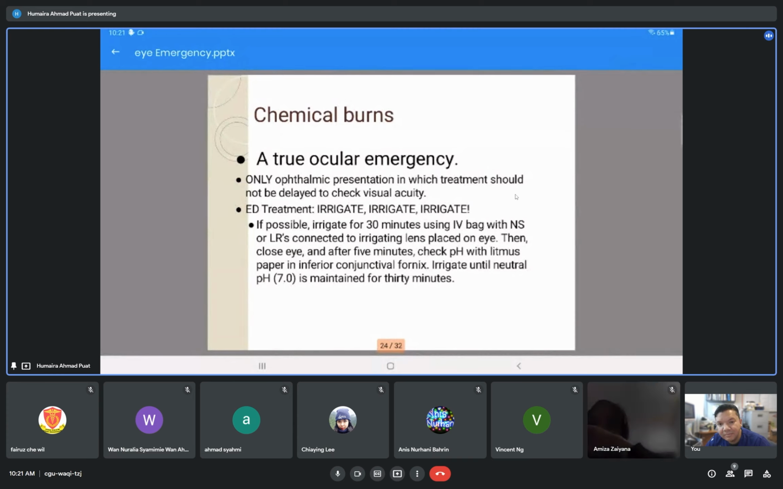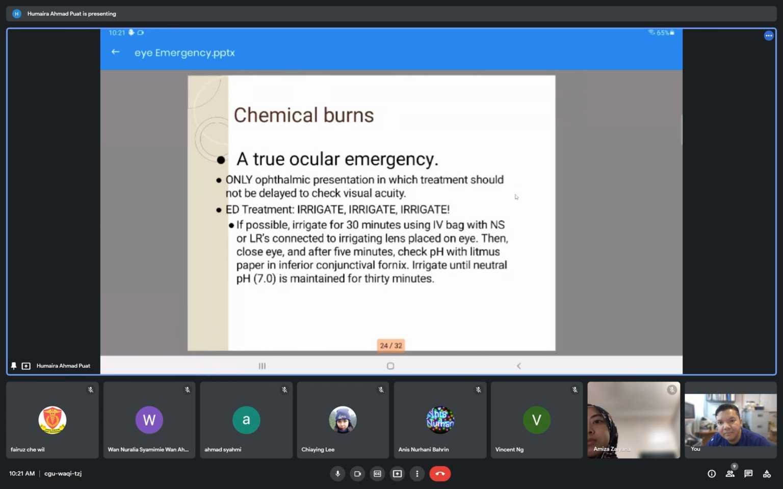If possible, we can irrigate for up to 30 minutes using an IV bag with normal saline or lactated Ringer's, connected to an irrigating lens placed on the eye. Then close the eye after 5 minutes and check the pH with litmus paper in the inferior conjunctival fornix, and irrigate until neutral. The pH should be neutral, 7, and maintained for 30 minutes.